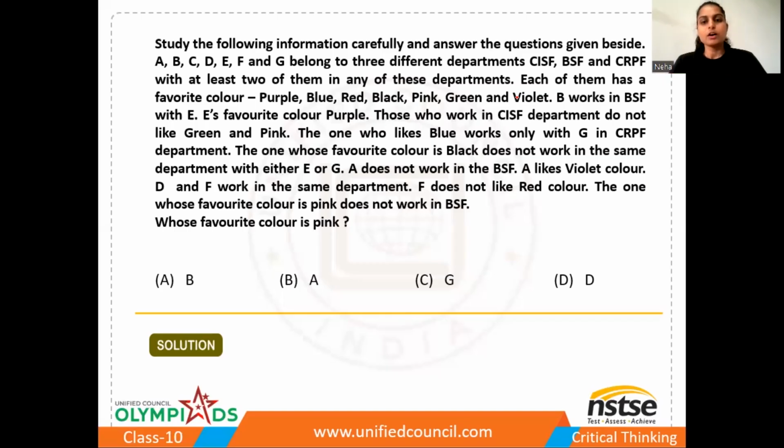Each of them has a favorite color: purple, blue, red, black, pink, green, and violet. So 7 different colors are given, and it is a must that each department has at least 2 persons. That means in two departments, two persons will be there, and in one department 3 persons should be there. That's how we can set the 7 persons. So now some conditions are given. B works in BSF with E. So one thing is given: that B and E both work in the BSF.